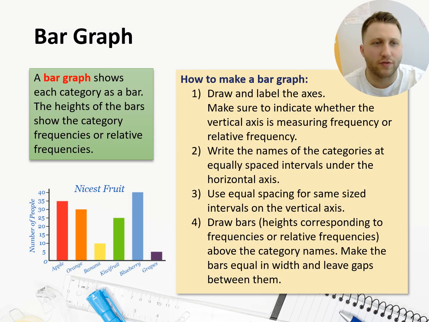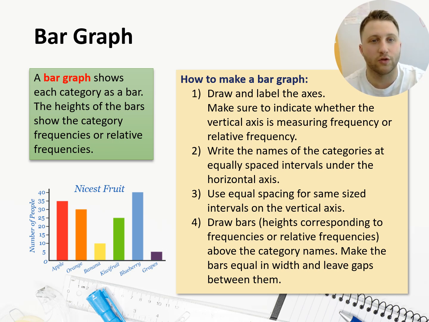So a little bit about bar graphs. You're going to represent each category as a bar in a bar graph where the height of the bars shows the category frequencies or the relative frequencies, and it's important to stay consistent. So if you're going to go with a relative frequency, you should do that for all of the bars. If you're going to go with just a frequency, you should do that for all the bars.